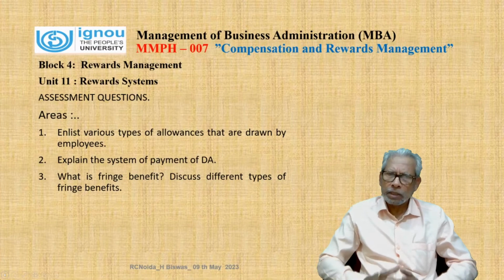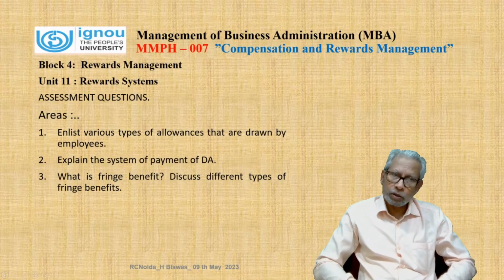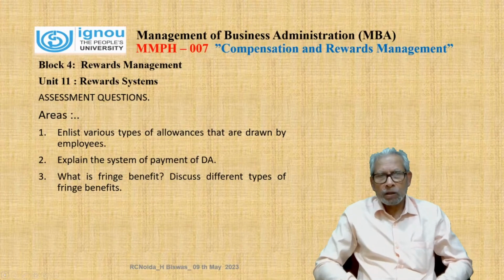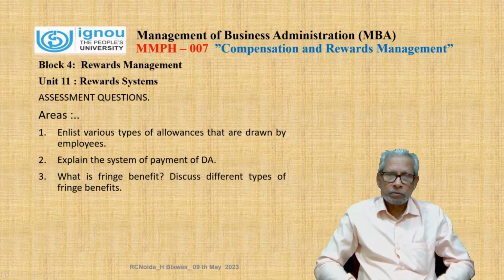So many things. What are the allowances that you have to list out, which are being drawn by the employees? So this is one of the questions. Then explain the system of payment of DA. So DA is the dearness allowance.